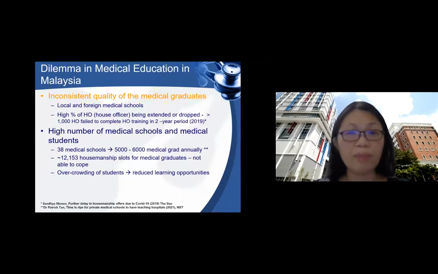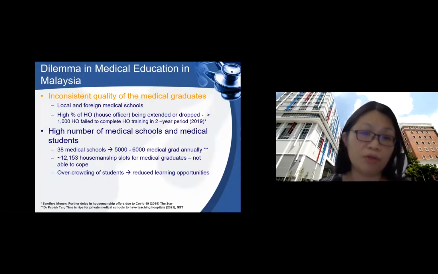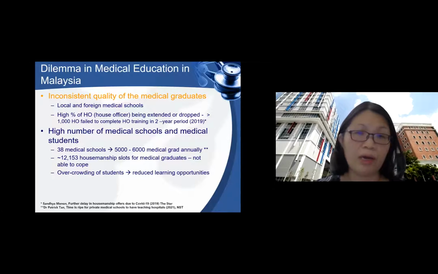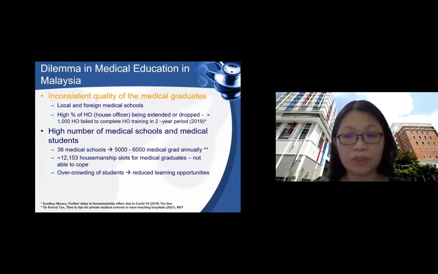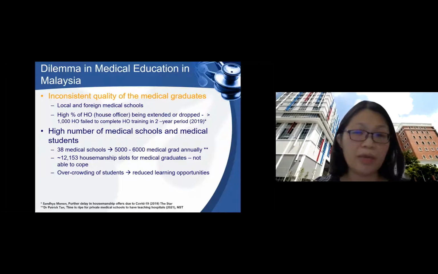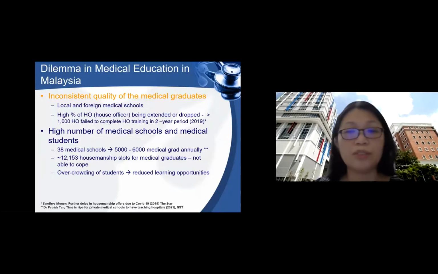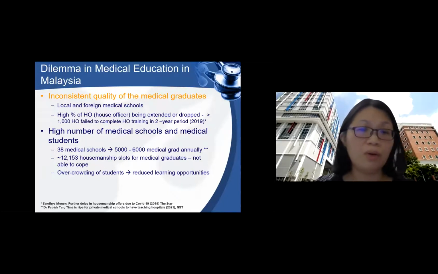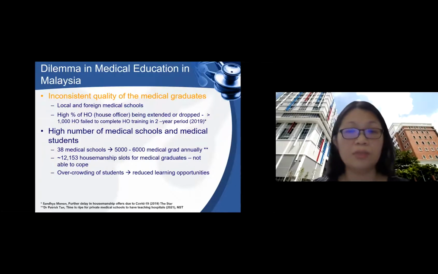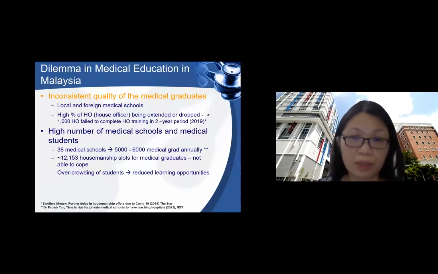Sometimes we have foreign students, especially from foreign medical schools, who are trained overseas. When they come back to Malaysia for their practice, sometimes the cultural and societal issues make it very difficult for them to adapt to the Malaysian healthcare system, right? Because of this, we have quite a high percentage of officers not able to complete their housemanship training within the 2-year period. Some of them even drop out in the middle of the housemanship training.